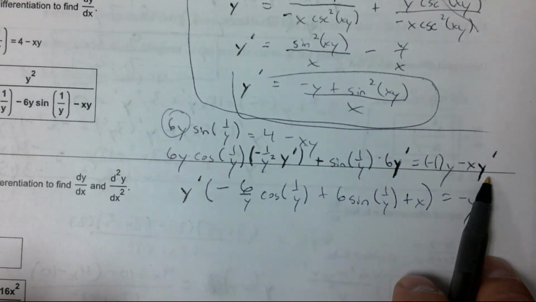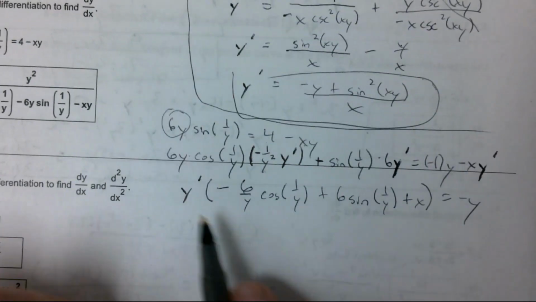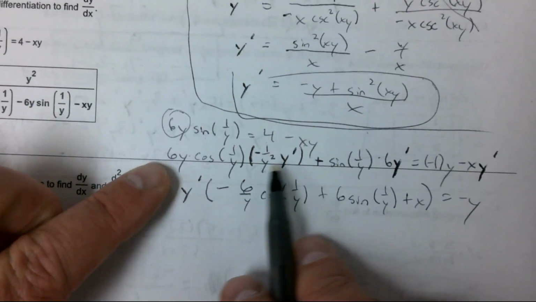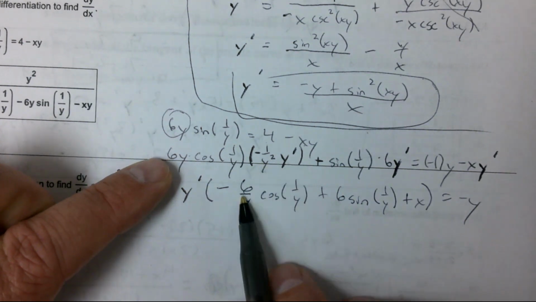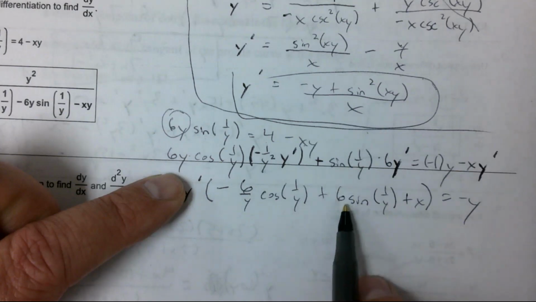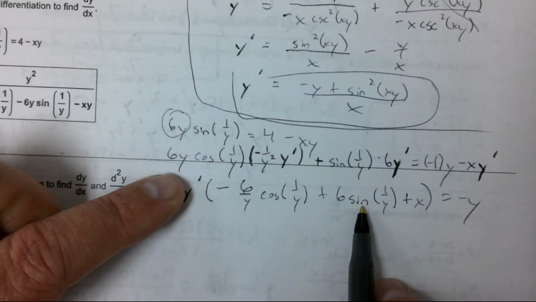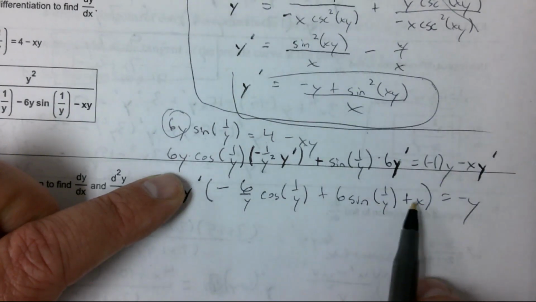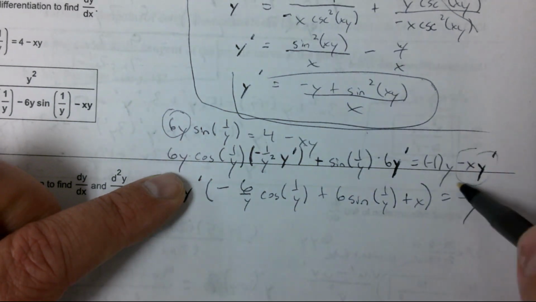And then from there, we were factoring out the y prime, and so we have negative 6 over y cosine plus 6 sine 1 over x. Then this part right here comes from when I move this over.